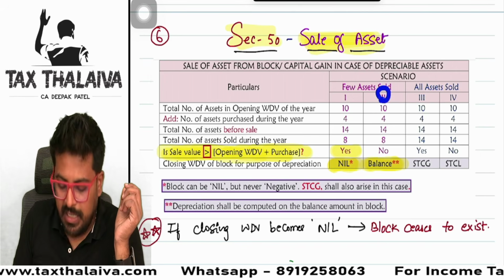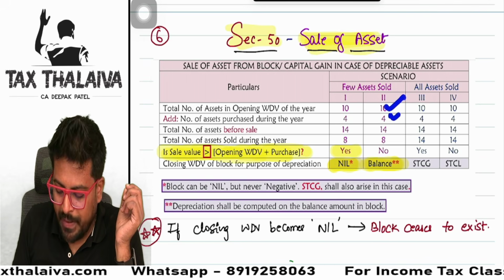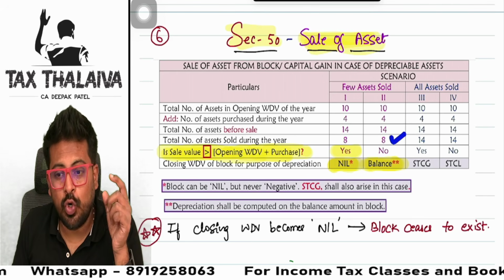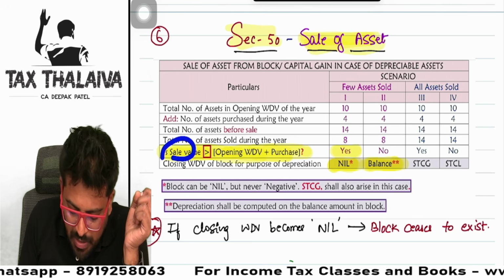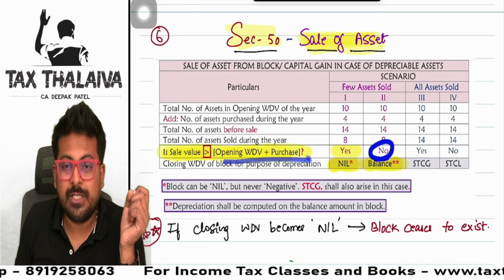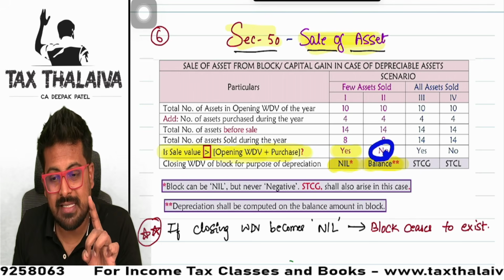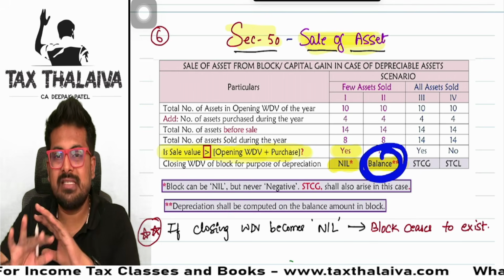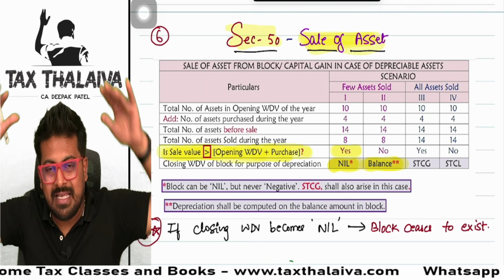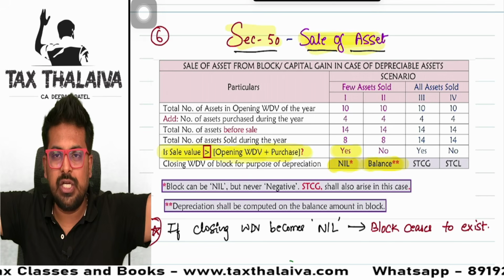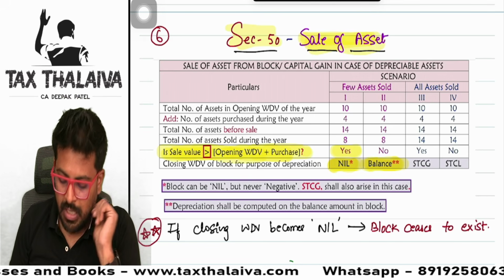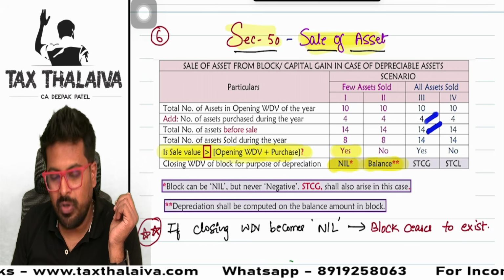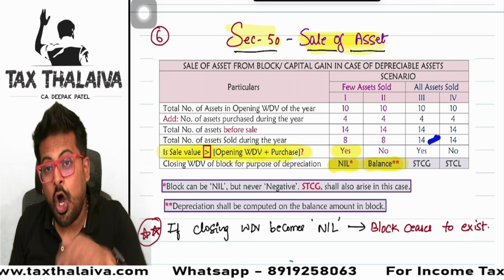Second scenario, 10 assets in the opening, 4 you purchased, totally 14 assets are there, out of which 8 you sold. But is the sale value more than opening WDV plus purchases? No. In that case, what will happen? Depreciation shall be computed because this is the balance, means the block exists and you can claim depreciation on the balance.